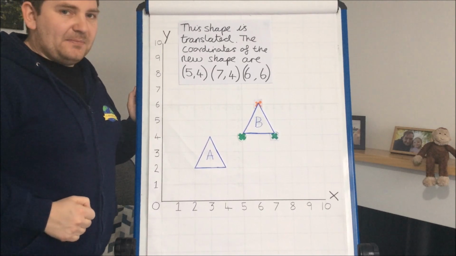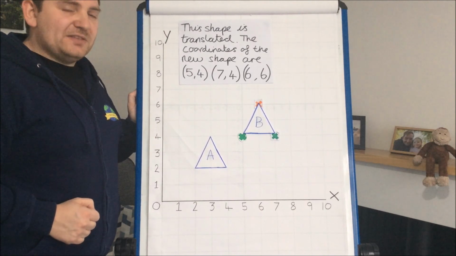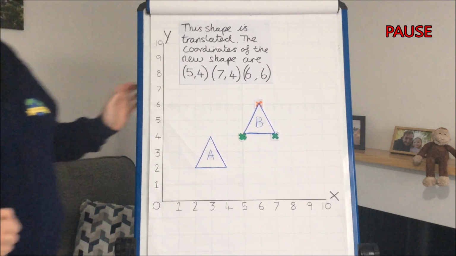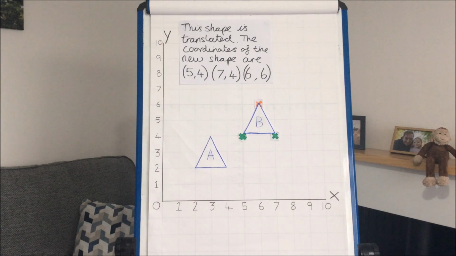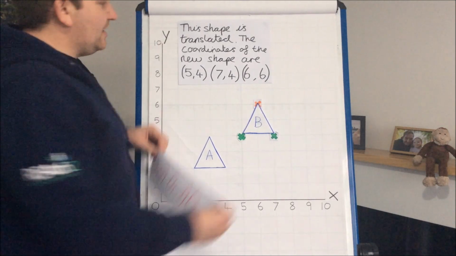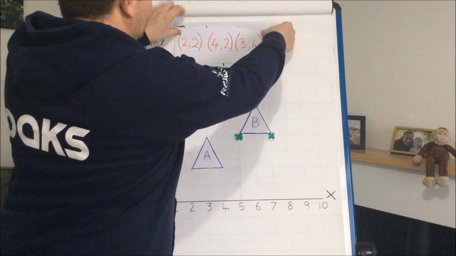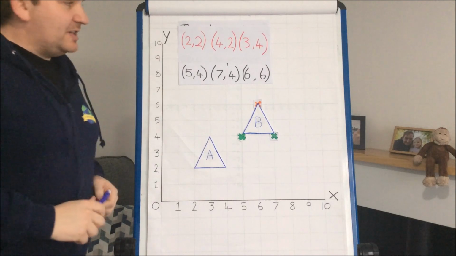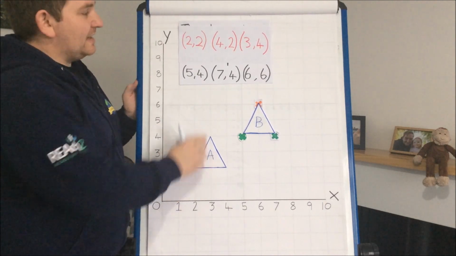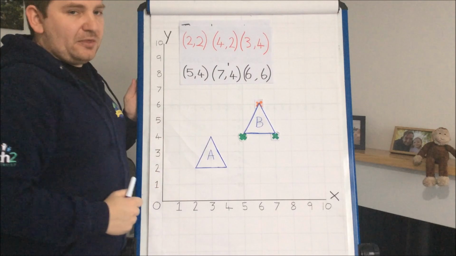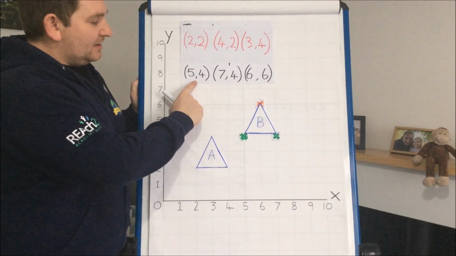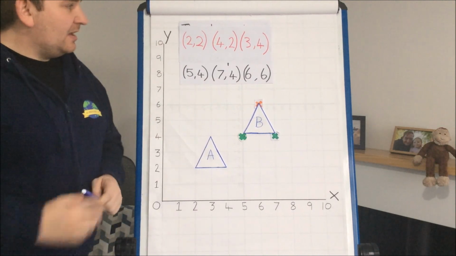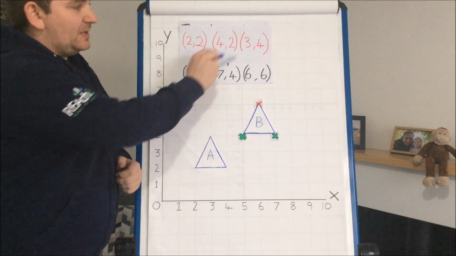How would you describe that? Have a think and pause the video now. Right, so let's have a look at our original coordinates. These are the original coordinates we had. Our triangle was at 2, 2, 4, 2 and 3, 4. And it has now moved to 5, 4, 7, 4, 6, 6. Can you notice any patterns between these coordinates?